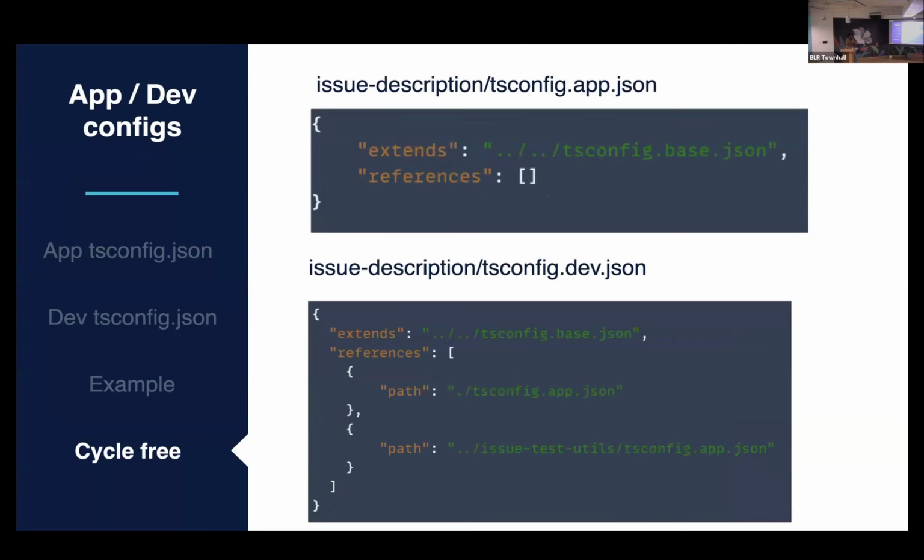The next thing is the issue description tsconfig dev.json. So here it depends on 2 things. One is the app.json of itself, and then the issue test utils tsconfig app.json. So you need the app.json because again, you need to write tests based for your source files, and then you are using something related to issue test utils. So you declare that as your dependency.